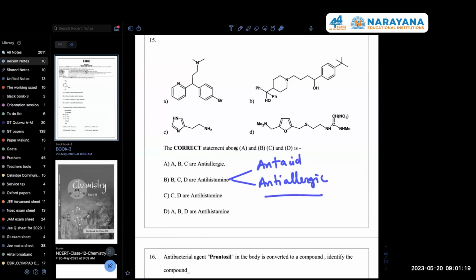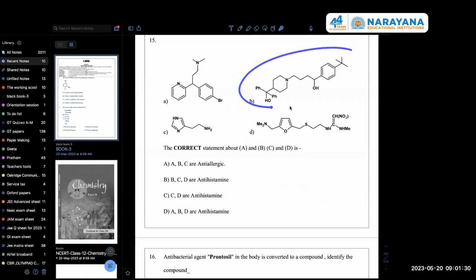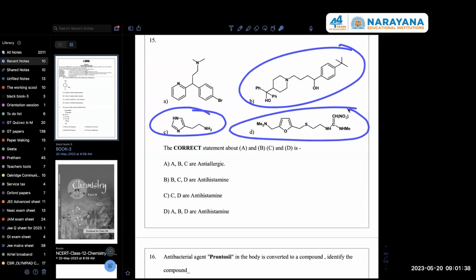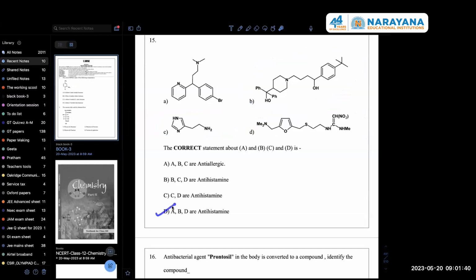Okay. So what is the name of this compound? Can anyone tell me? Dimetap or brompheniramine. Brompheniramine. What is this structure? Terfenadine. Very good. What is this? Histamine. What is this? Ranitidine. Very good. Good job.